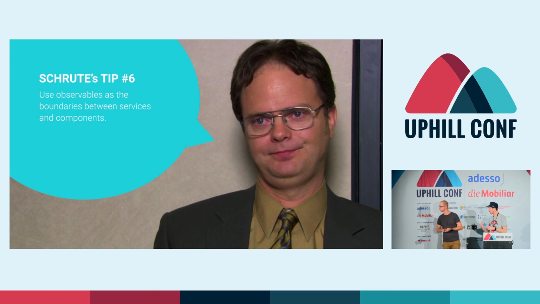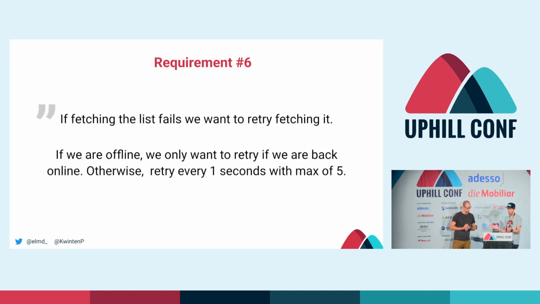Because in the layered architecture, as Kwinten just explained, we want to have streams as boundaries, which is a pretty good thing. So our last requirement for today seems pretty complex. If fetching of the list fails, we want to retry it. This means that if we're offline, we only want to retry when we come back online. Otherwise, we want to retry every second with a max of 5. Well, that's pretty complex, I would say.